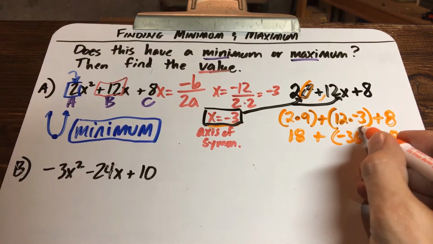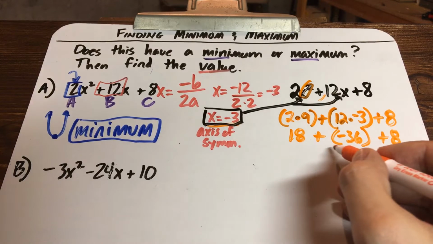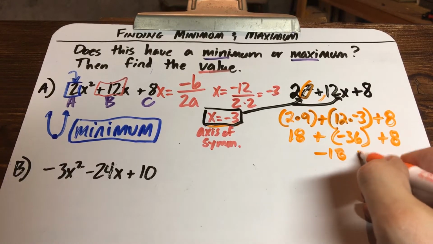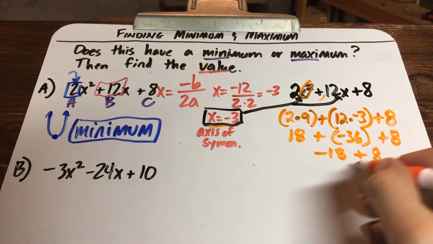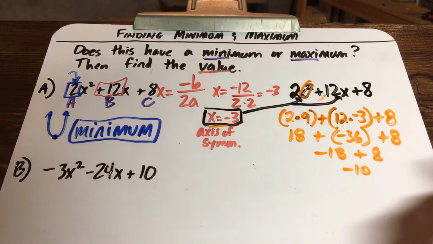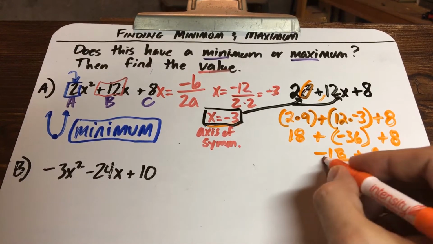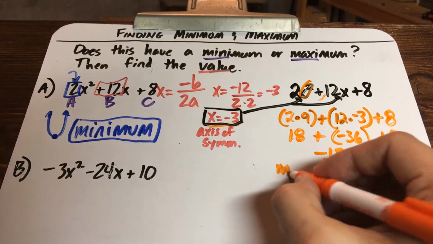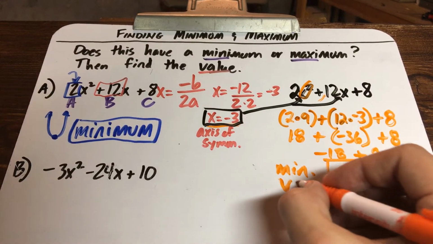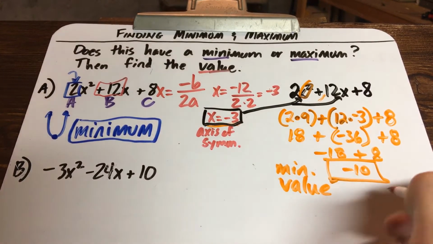We have 18 plus negative 36, that's negative 18. Negative 18 plus 8 equals negative 10. And so my minimum value is right here. This is the minimum value, negative 10. The min value is negative 10, right?